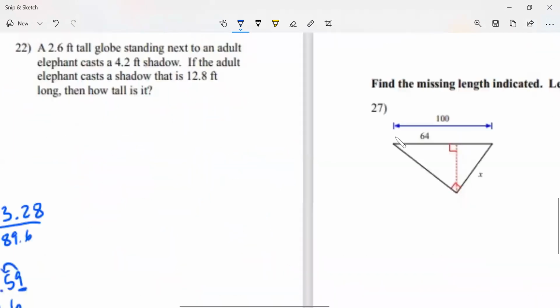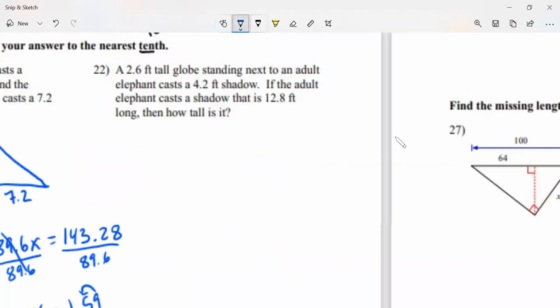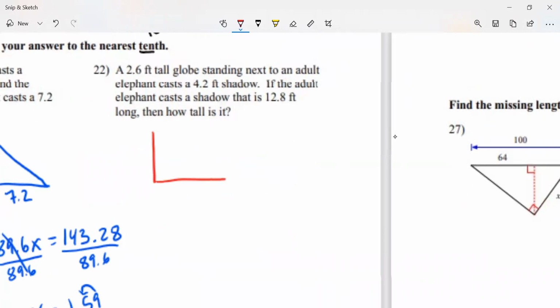Okay. Let's do another example like this. So there's a red triangle, a red figure. So I have a 2.6 feet tall globe standing next to an adult elephant, cast a 4.2 feet shadow. Okay, so something about a height and something about a shadow. Again, it's not measured to scale. I'm just doing a representation. So the height is 2.6 feet and the shadow is 4.2 feet.